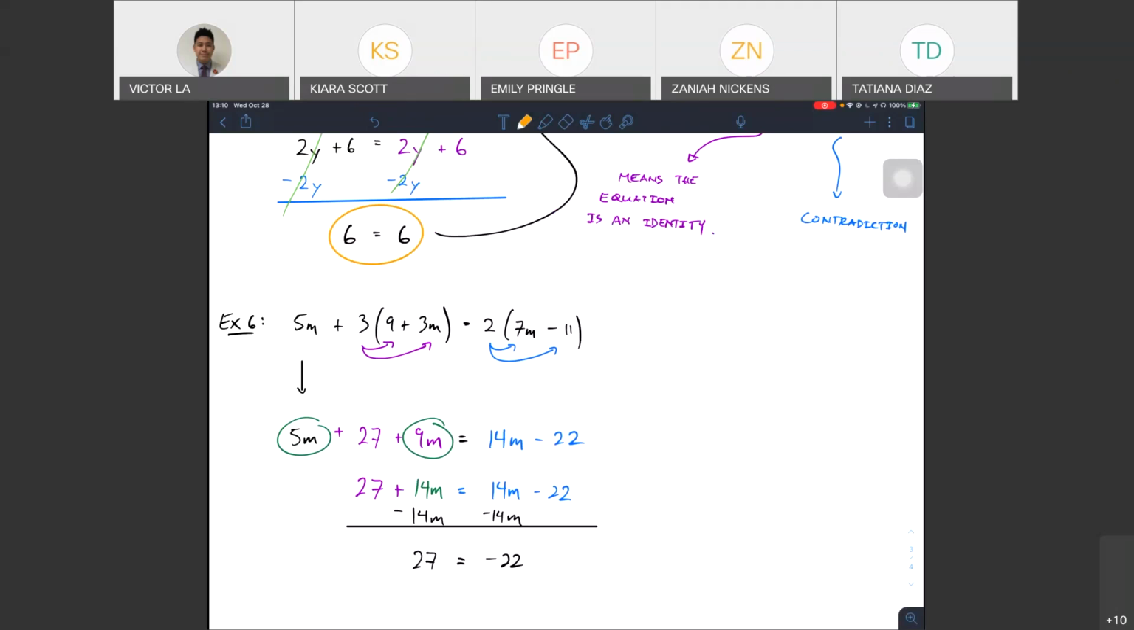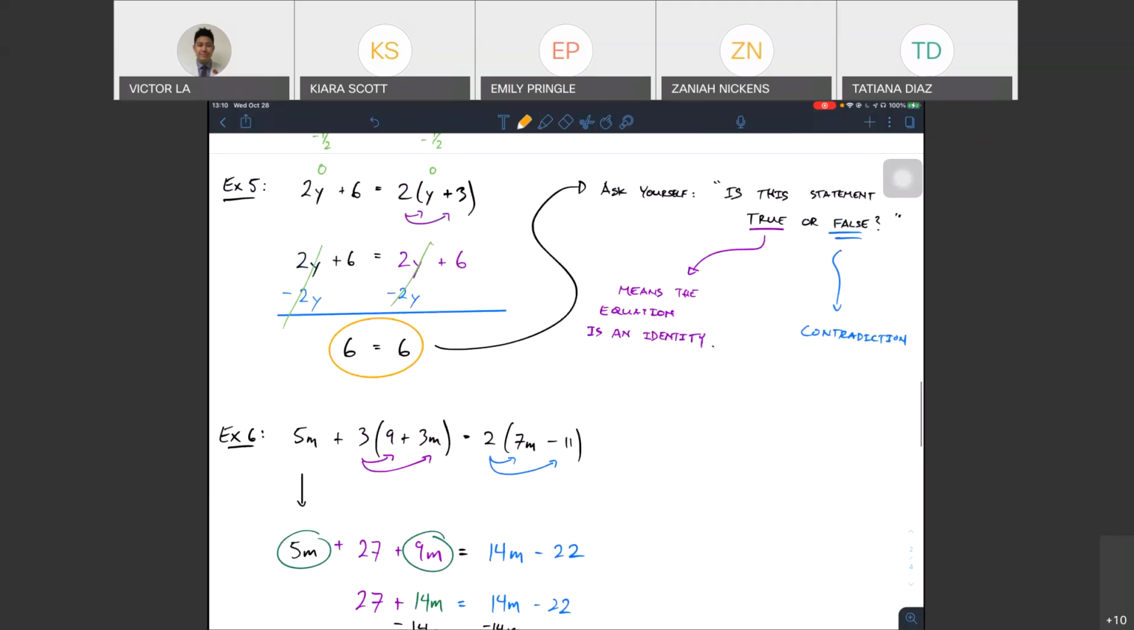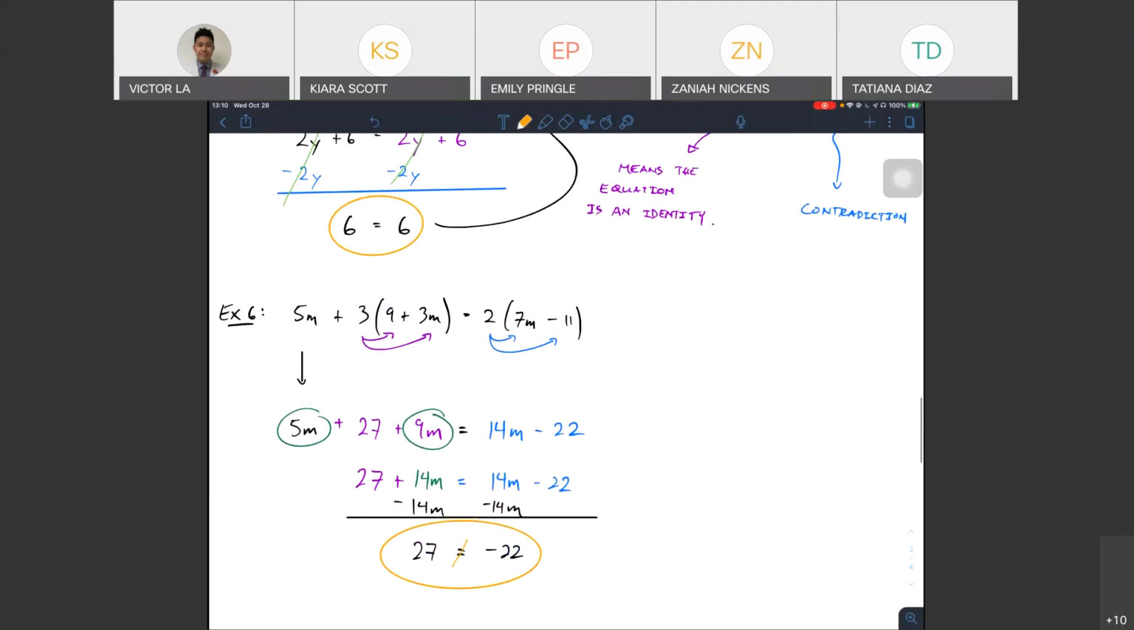Actually, let me do a circle as well. Oh, that is not a circle. Right? This is not true. In other words, you draw the little slash here. So what do you do? You ask yourself, is this a true statement? And if it's false, contradiction. So that's what this is.